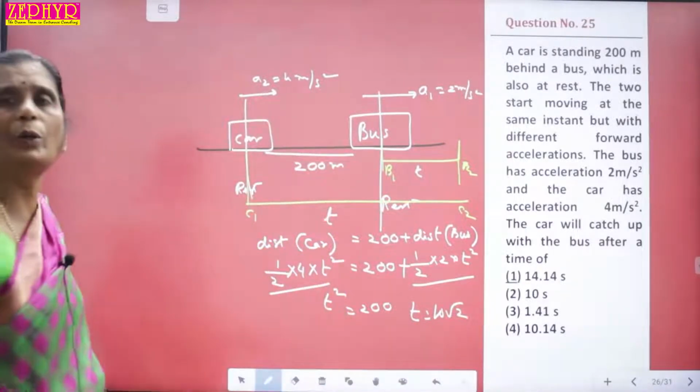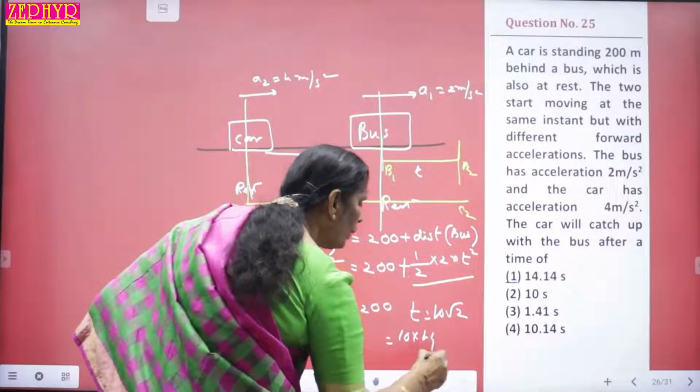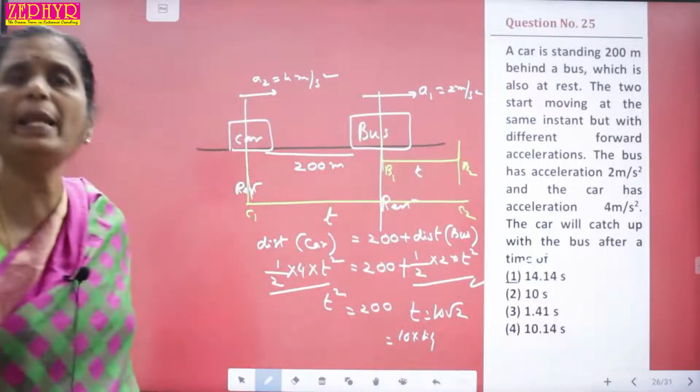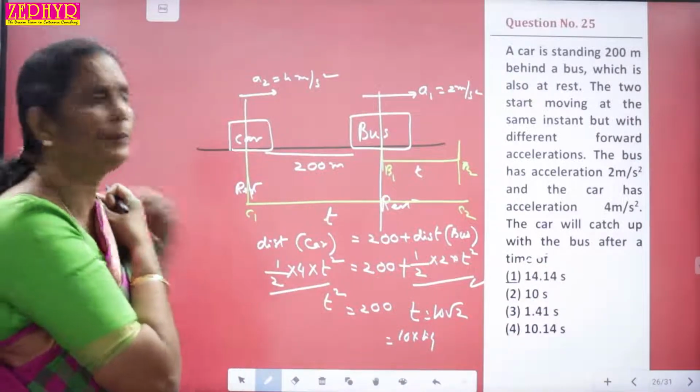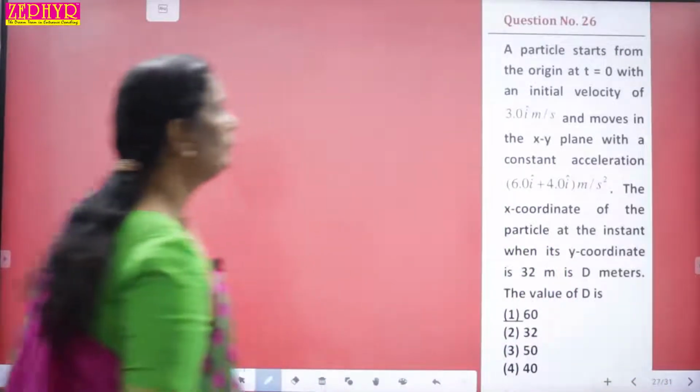t will be 10 root 2. If you put it in integers, 10 into 1.4, that will be 14 point something. So 14 point something will be the answer. Okay. Yes. The next question.